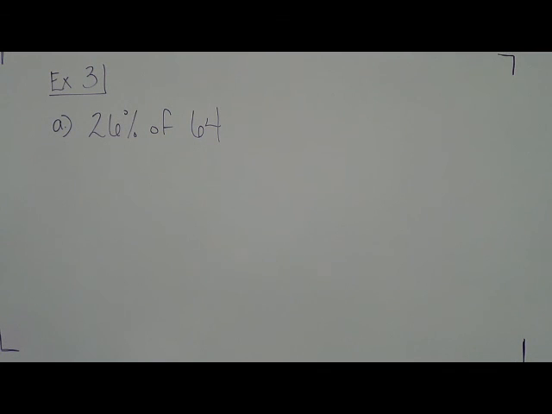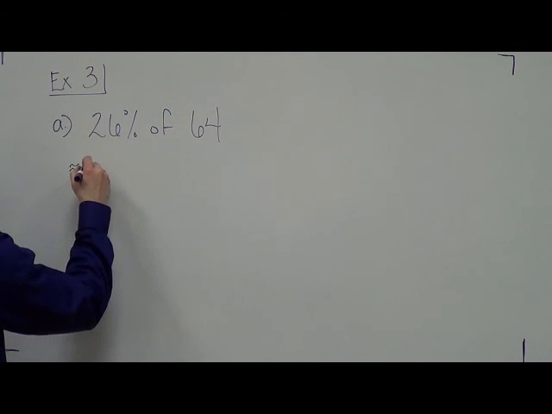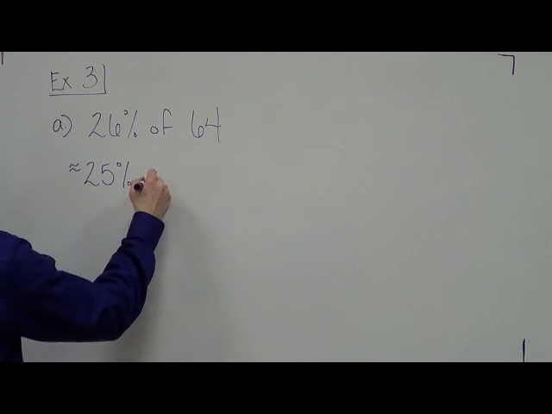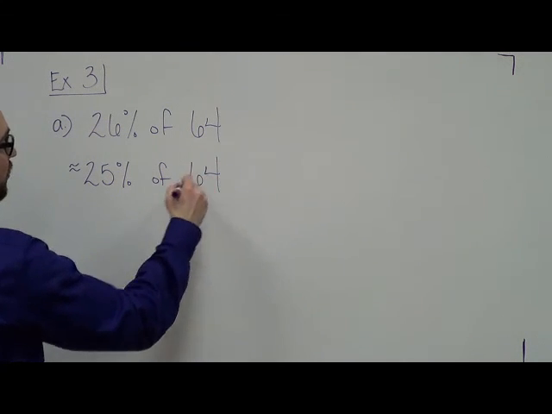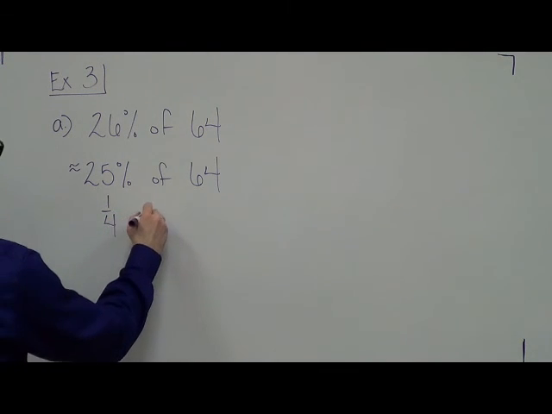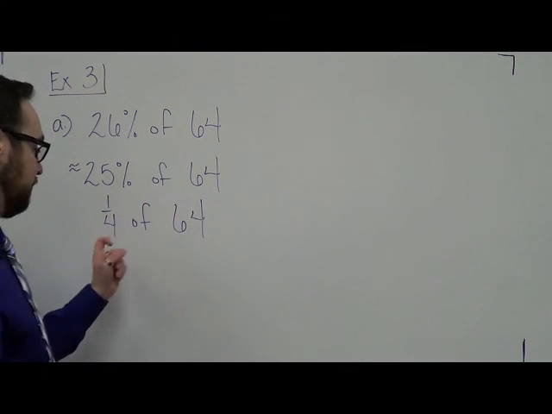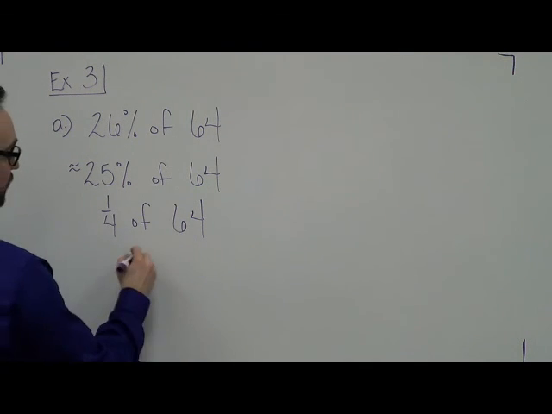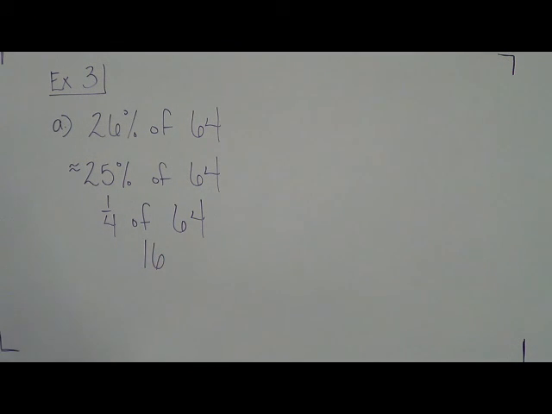So we're going to go ahead and say, what's it really close to that we do know? Well, we do know it's approximately 25%. So if we look at 25% of 64, that's going to get us really close to 26%, and it's going to give us a really good estimate. So that's going to be 1/4 of 64. Well, 64 divided by 4 is 16 times 1. So we're going to say it's about 16. And again, this is only going to work if it's really close to it.